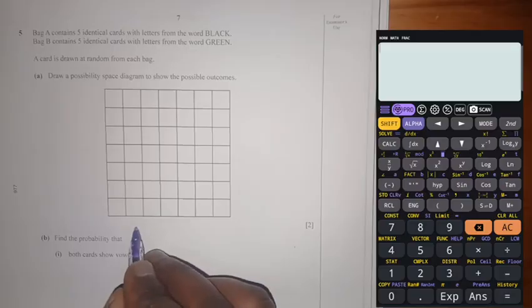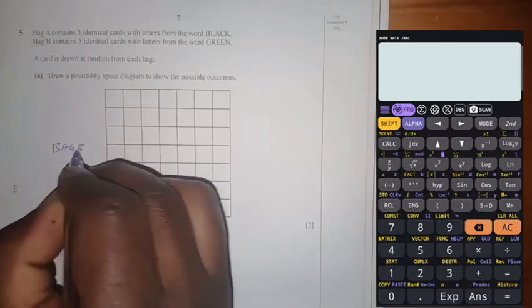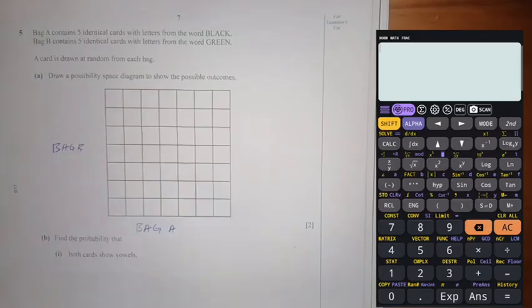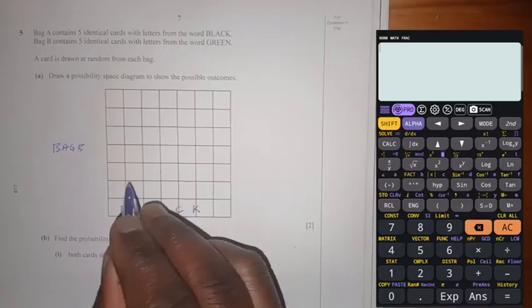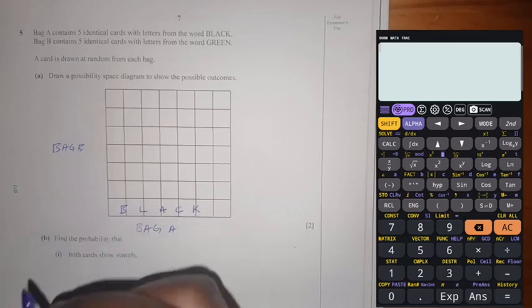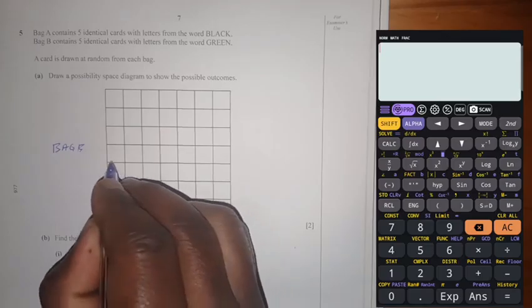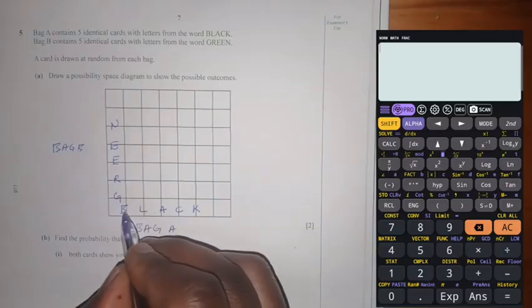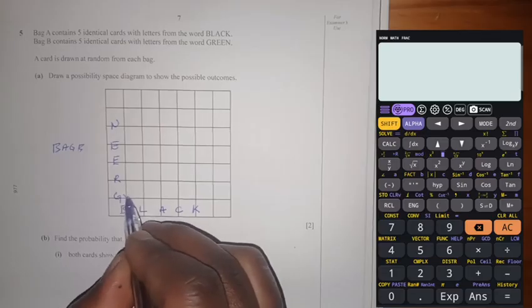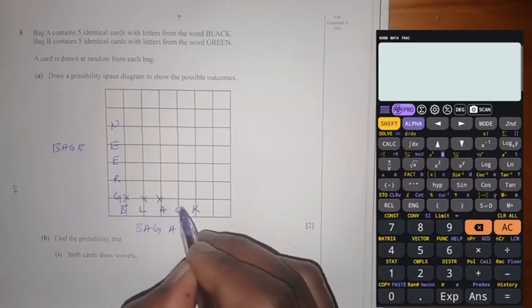Let's say this side we have our bag A, and this side we have our bag B. From bag A, we have the letters of black, so it's B, L, A, C, K. The other side has the letters G, R, E, E and N. So the outcomes are going to be black with green. These are the outcomes: L G, A G, C G.